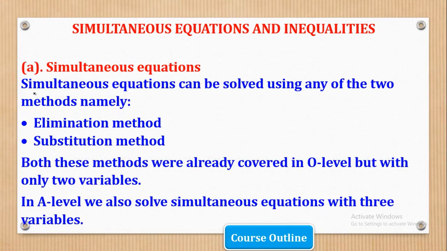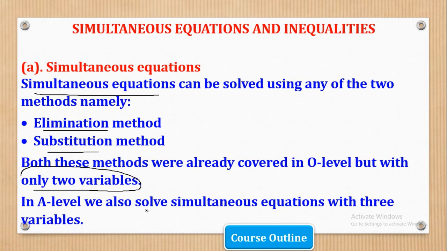Now simultaneous equations, the good thing, you covered them also in O-level, and you covered both these methods. There's elimination method and substitution method. The only difference is that in O-level we are dealing with only 2 variables, x and y, or a and b, like that. But in A-level we consider also 3 variables.